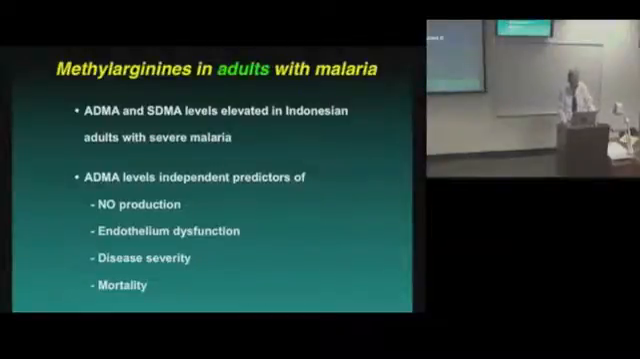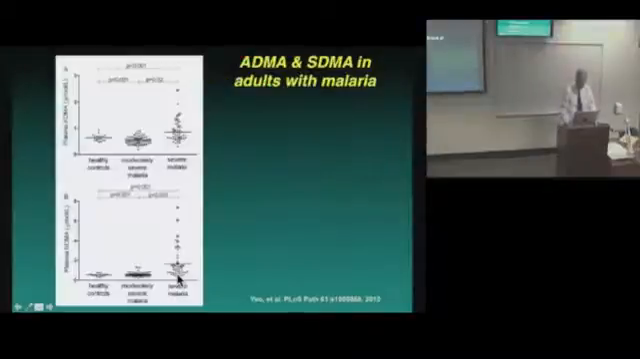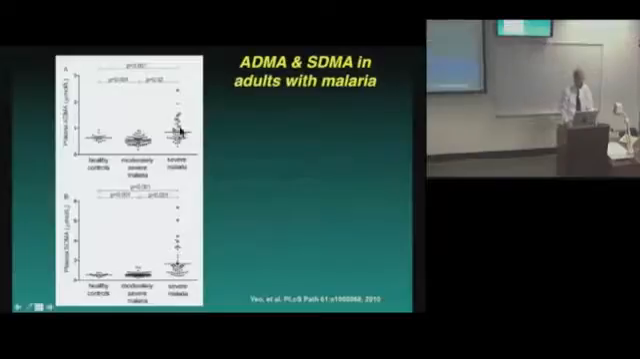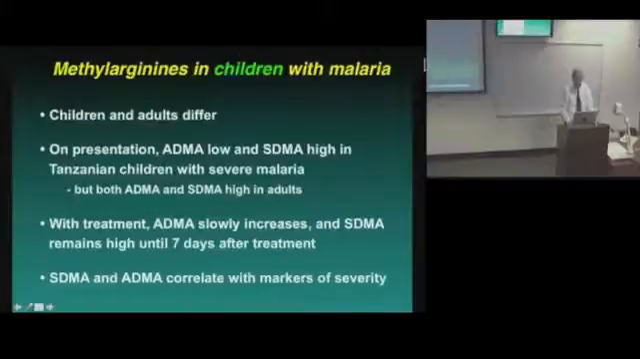The adults showed that the levels of both of these were increased, and they were independent predictors of nitric oxide production, endothelial dysfunction, disease severity, mortality. Emphasize again mortality. If you had a real high level, it meant that you were very likely to die. And this is a graph showing the levels in the different disease states of the ADMA and the SDMA.